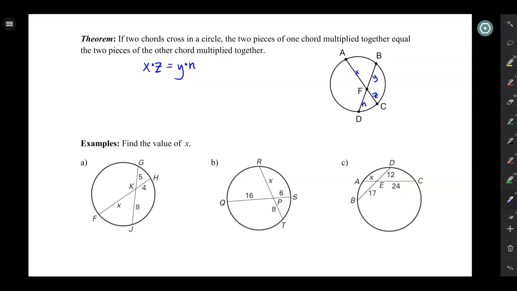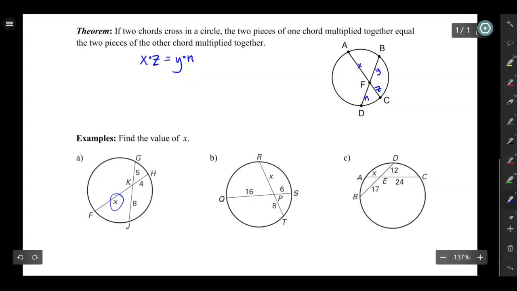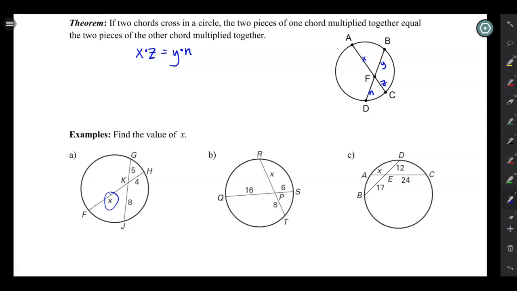So in example A down here, notice that I have two chords, chord JG and chord FH, and they cross within the circle. And I know the lengths of every piece of the chords except for this X value. So I've got to figure out what that is. So I am going to use the theorem we just talked about. We know that if I multiply X times 4, so 4X, that's got to equal 5 times 8, which is 40. I better write that out just in case we're still learning this theorem. 5 times 8. So the two chunks of one chord multiplied together equals the two chunks of the other chord.